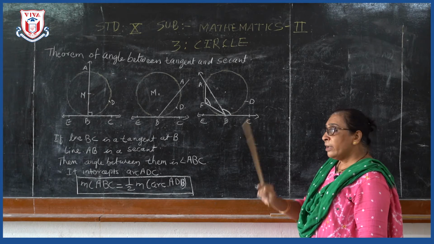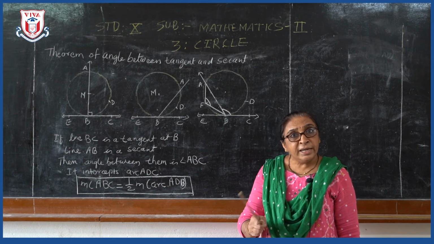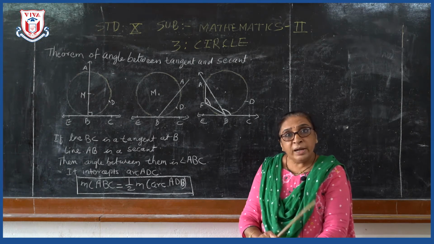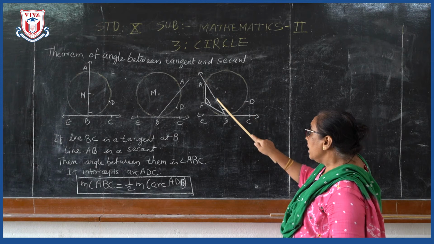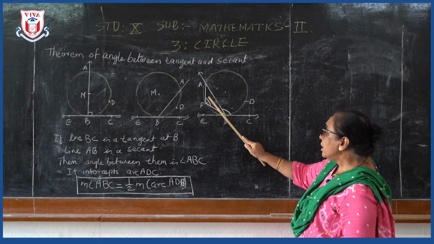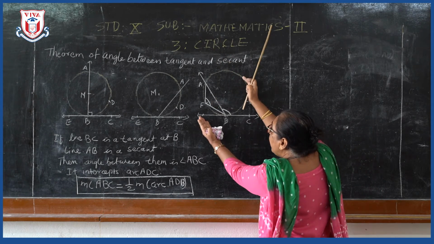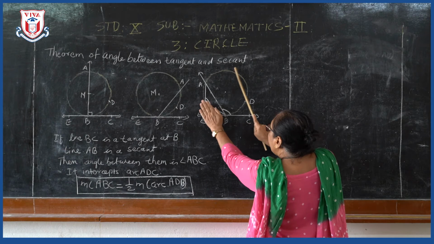Such types of angles are called angles in the alternate segment. Now why alternate segment? If AB is the segment we are considering, this chord AB divides the circle into two different parts. Now both these parts are unequal.